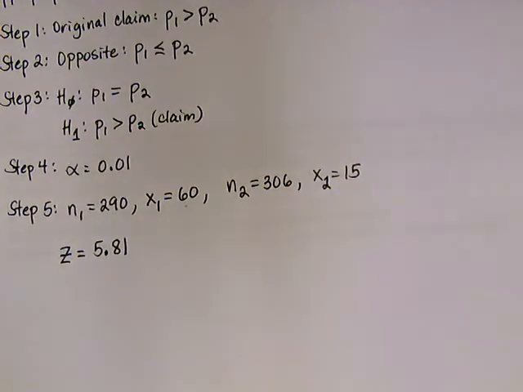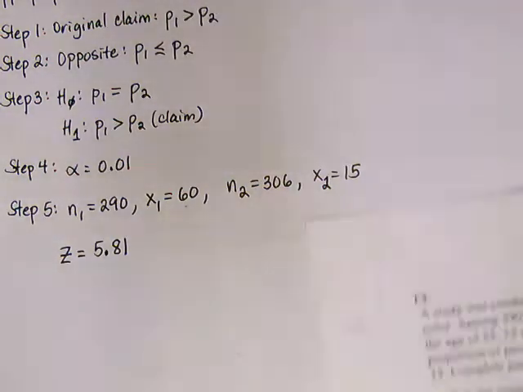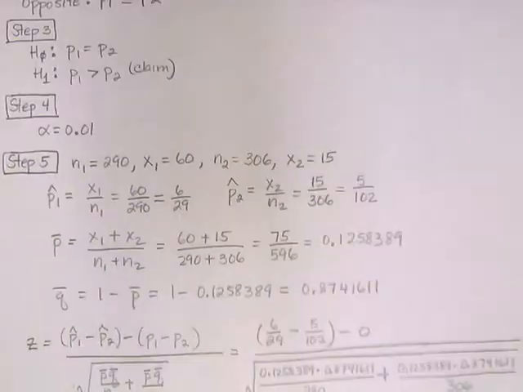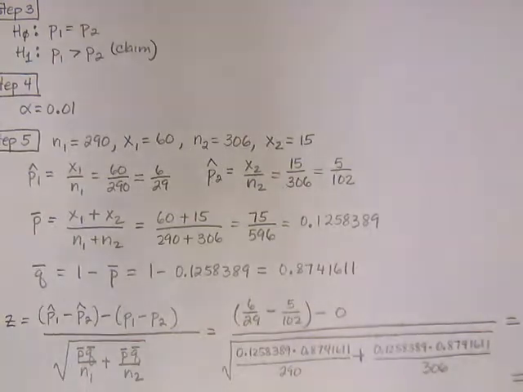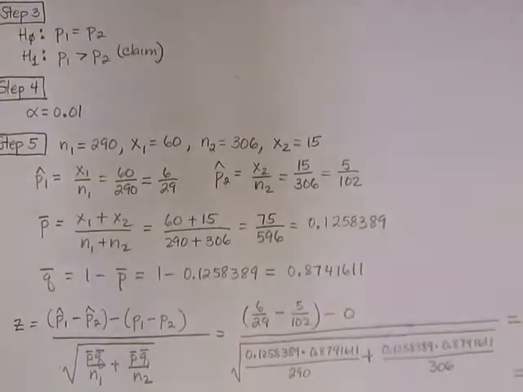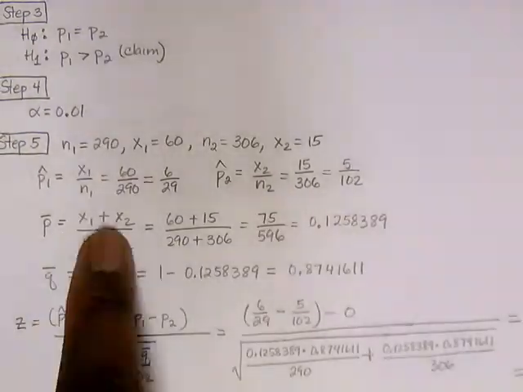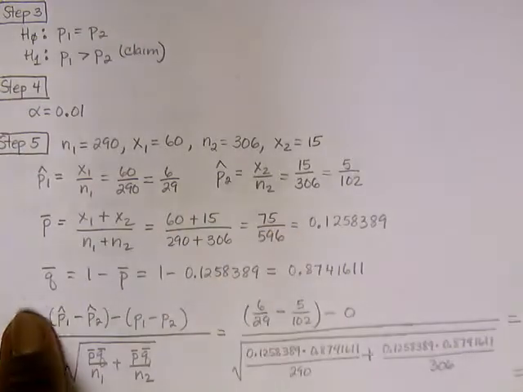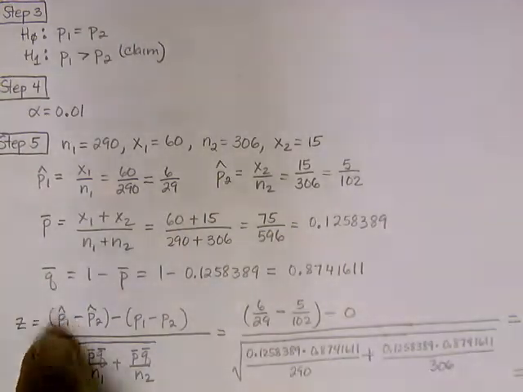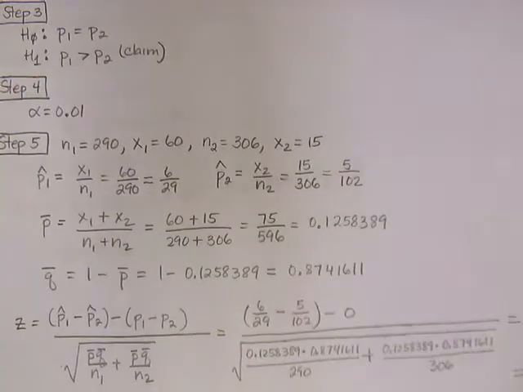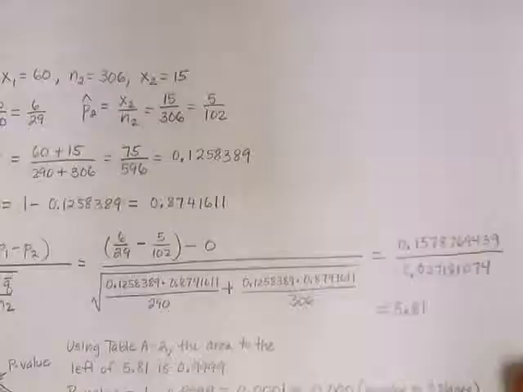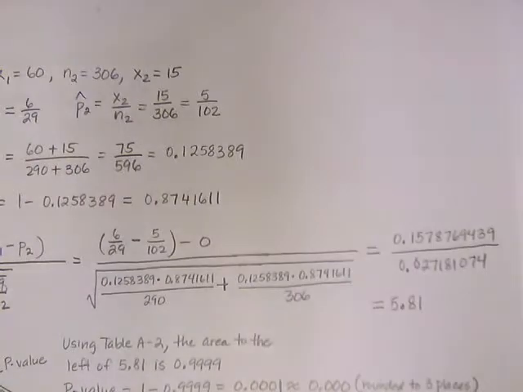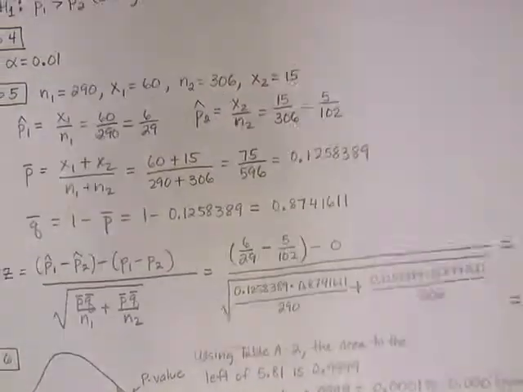And it's a lot easier to do it that way than doing it the long way that I did using this formula, because I had to find what P1 hat was, what P2 hat was, and then I had to find out what the pooled sample proportion was, and then find out what Q bar was. And then use this formula and substitute those values into that formula to come up with the test statistic of 5.81. Okay.